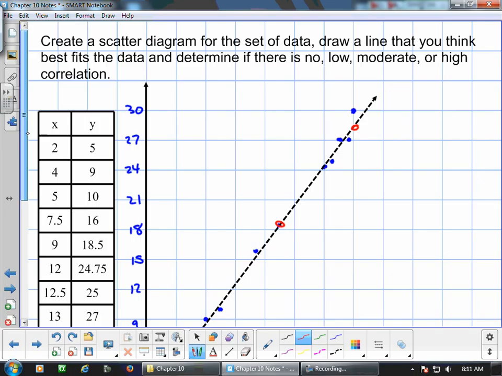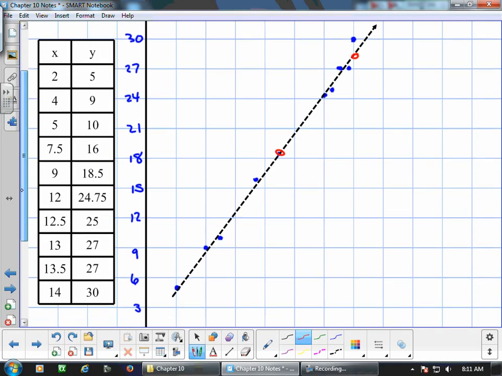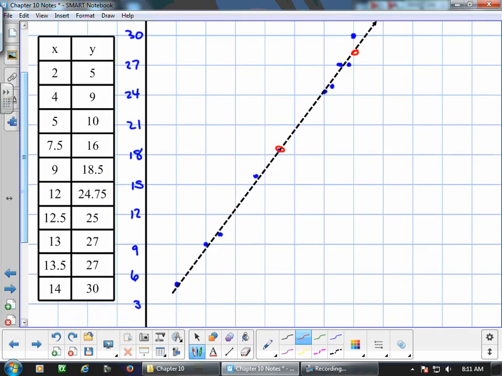Determine if there is no, low, moderate, or high correlation. Well, in this case, what do you think about the correlation? Are those points pretty well approximated by a line, not very well approximated by a line, not approximated at all by a line? High, right? Those points are all pretty close to that line. So we would say, yes, there is high correlation here.